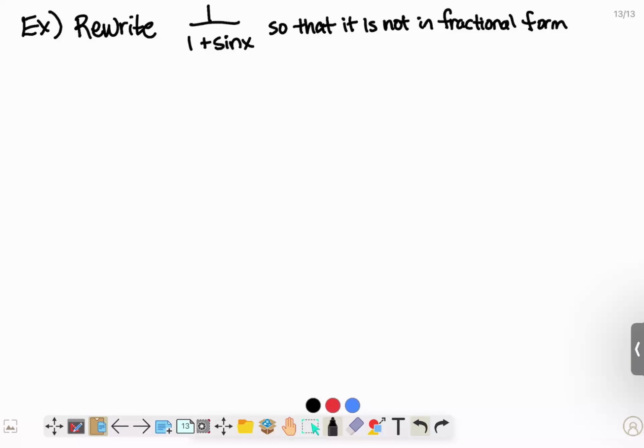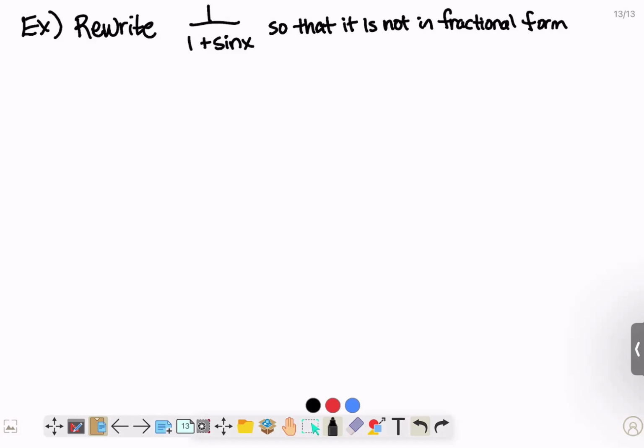Okay, now we have a fraction, and we just want to rewrite it so that it's not a fraction anymore. So here's what I was talking about with the canceling. You can't cancel out those ones because the 1 in the denominator is being added to something. So there's nothing you can do to simplify this. We want to multiply the top and the bottom.